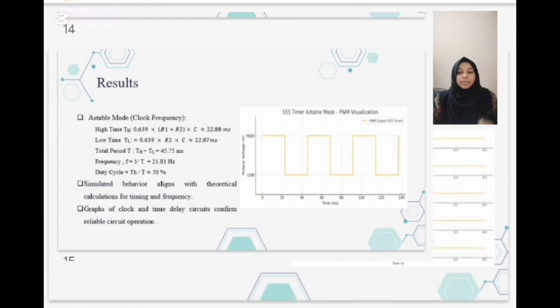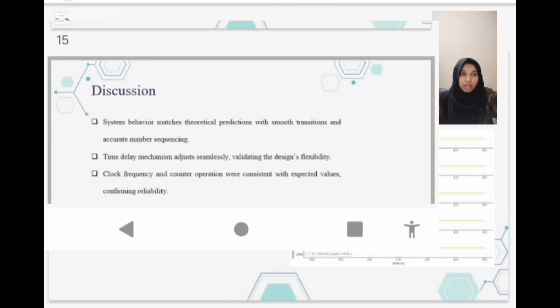The next slide shows a simple equation for astable mode, where high time is equal to 22.88 and low time is equal to 22.87, and the total is 45.75. The frequency is 21.81 hertz and the duty cycle is 50%. 7 LEDs were arranged in a pattern to represent the face of a dice by activating specific combinations of LEDs based on the counter's output.